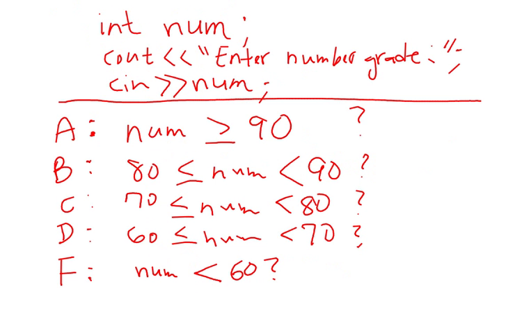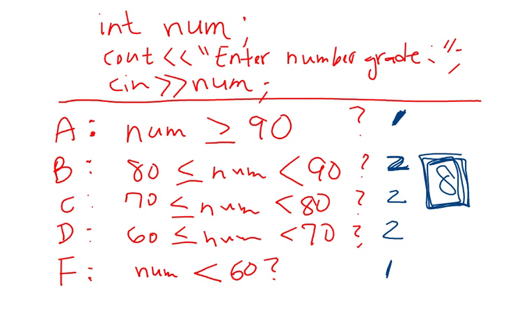So if you count how many comparisons any grade would have required when you use 5 if statements, let's count them. Okay, here's one comparison. I need to check whether my number is greater than or equal to 90. There's 2 comparisons here. I need to check whether the number is greater than or equal to 80 and then less than 90, right? 2 comparisons here, 2 comparisons here, 1 comparison here. So you need 8 comparisons no matter what your grade is.